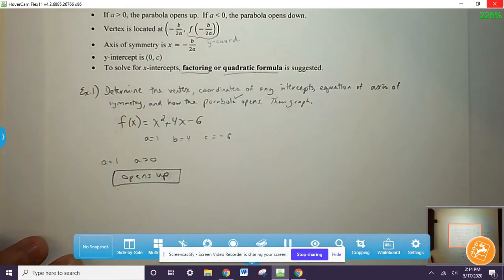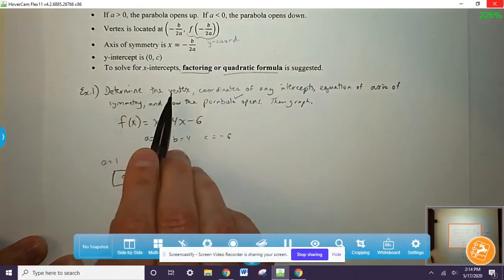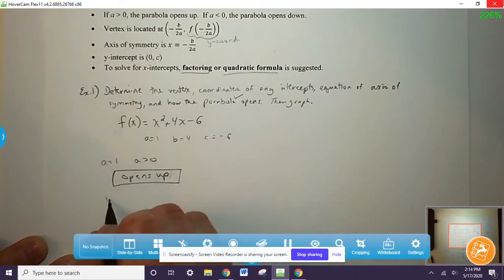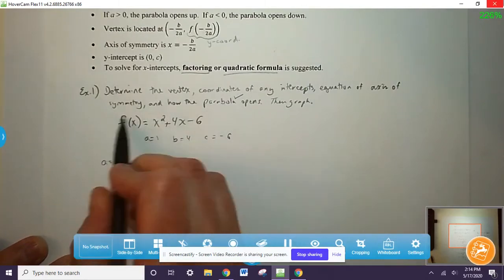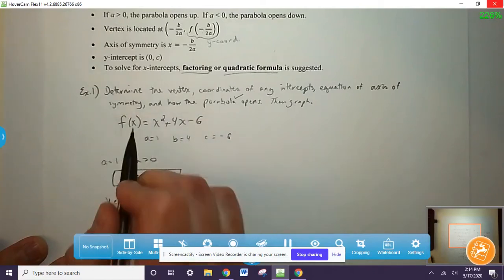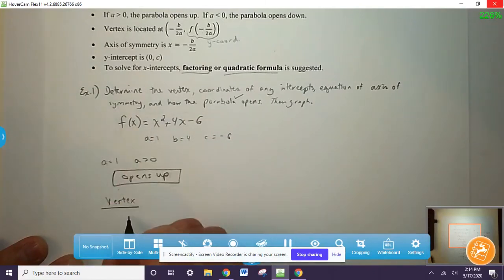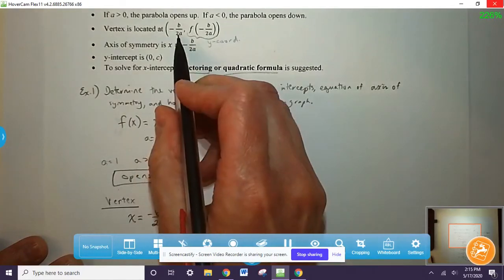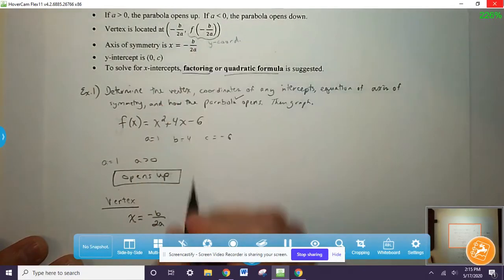Let's go ahead and find the vertex next. So to find the vertex, when you are in this definition form, you have to do work. You can't tell just by looking. So for the work, we start with -b/2a. That gives you the x coordinate of the vertex. So in this case, b is 4, so it's going to be -4 over 2 times 1. And that's going to come out to -2. That's the x coordinate of the vertex.